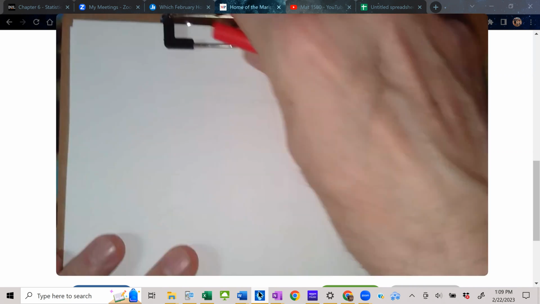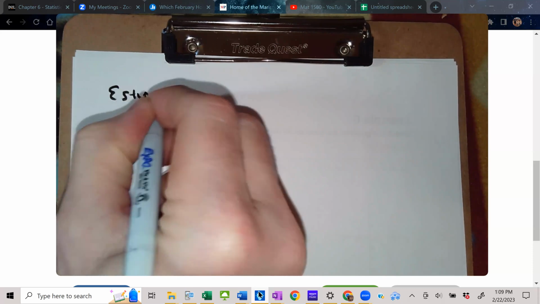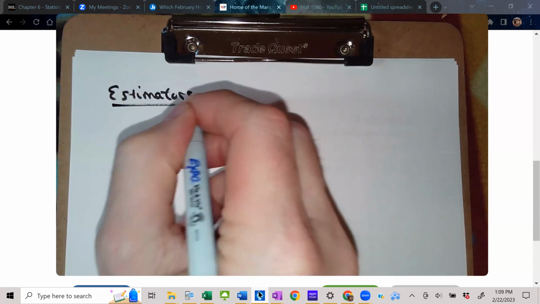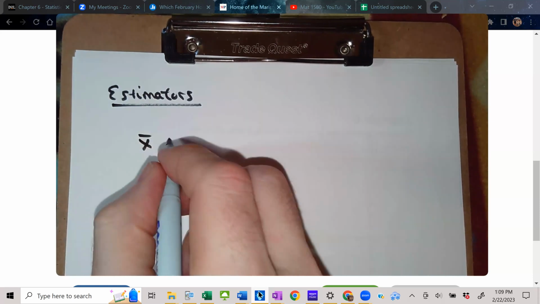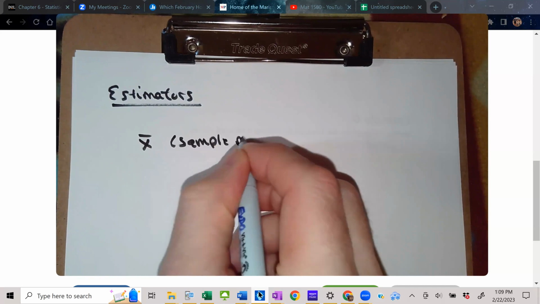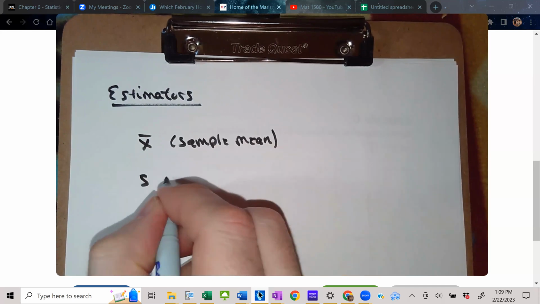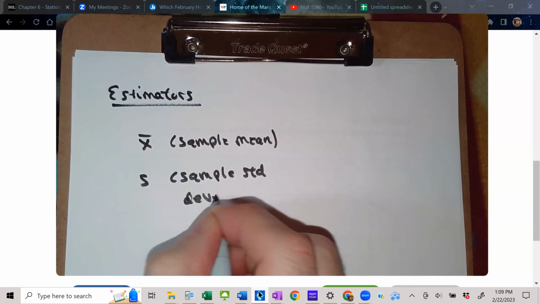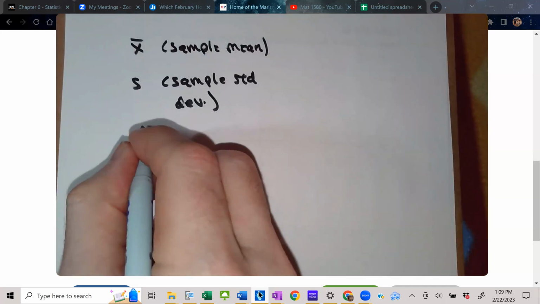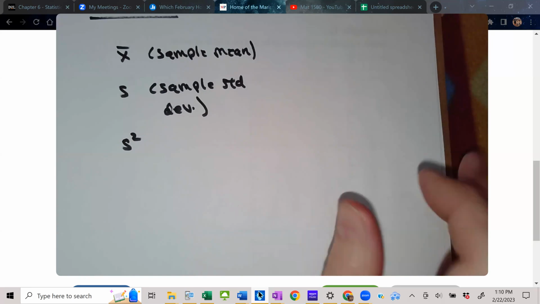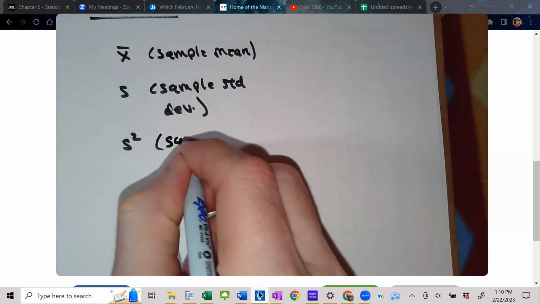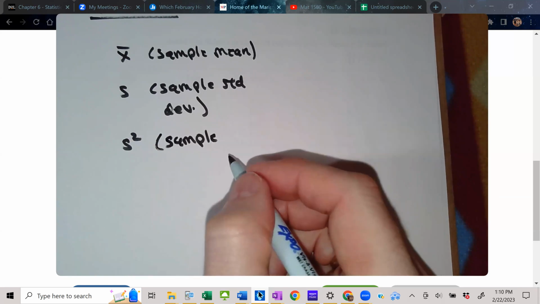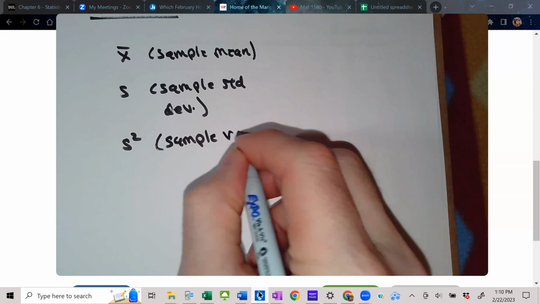Let me give you a little list of different things that we can look at in terms of estimators. X bar, which is your sample mean. S, which is your sample standard deviation. If S is your sample standard deviation, does anyone know what S squared represents? Sample variance. Yeah, well done. Sample variance.